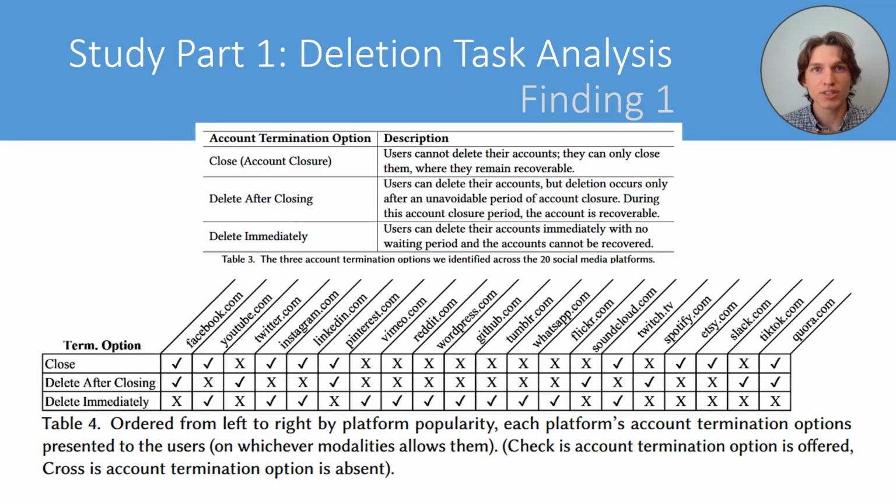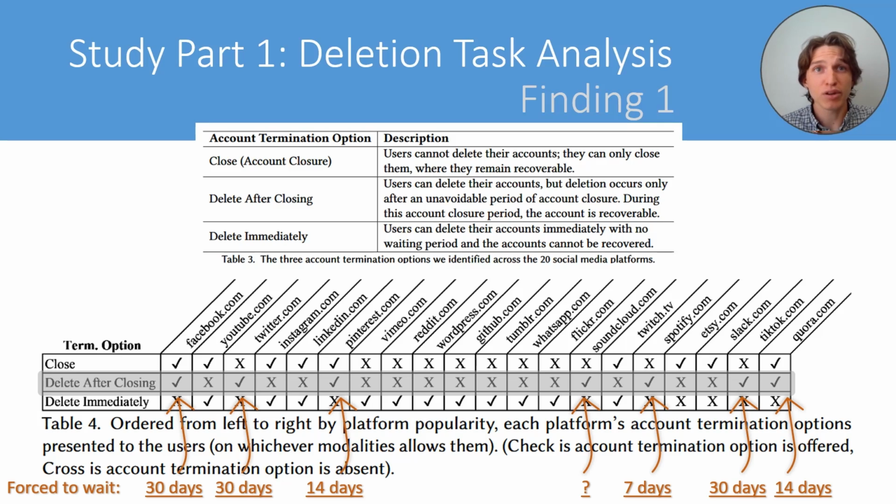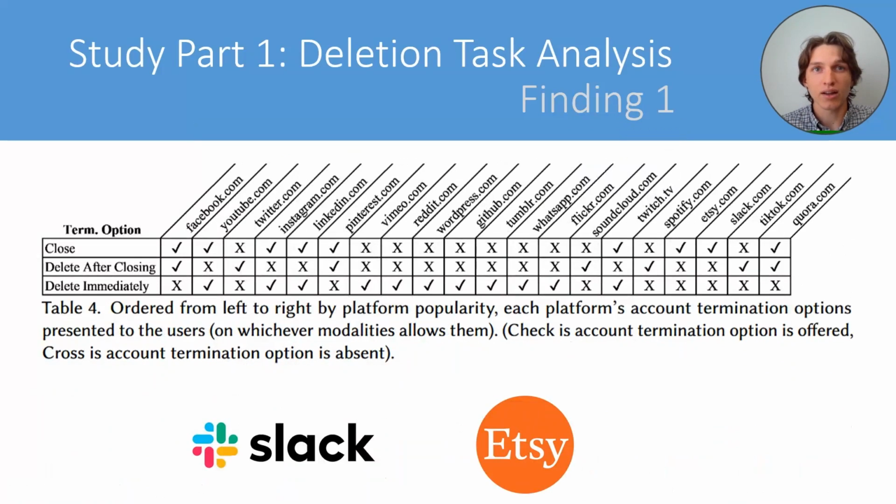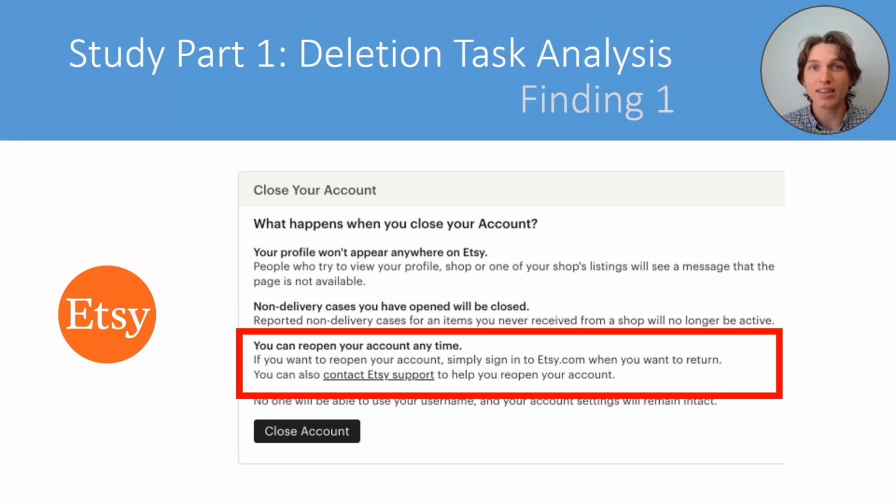This table shows the different options provided to users seeking account termination across all the platforms. Note that the grace period provided by the delete after closing options differs by platform. Sometimes it's 1 week, 2 weeks, 30 days, or an undisclosed amount of time. Notably, accounts on Etsy and Slack cannot be made unrecoverable at all, since they only offer the closed termination option. For example, accounts on Etsy can never be fully deleted. They will always exist in a somewhat hidden, recoverable state.